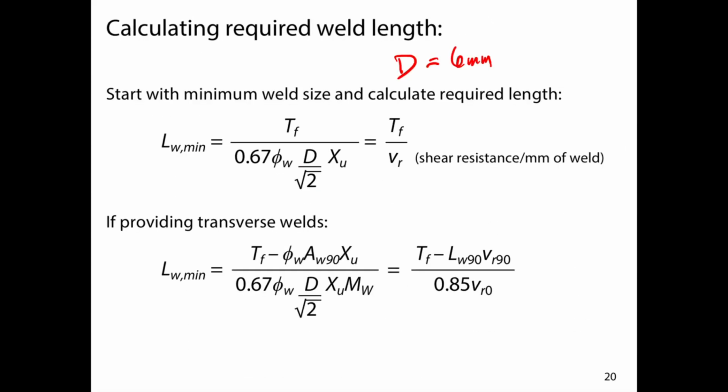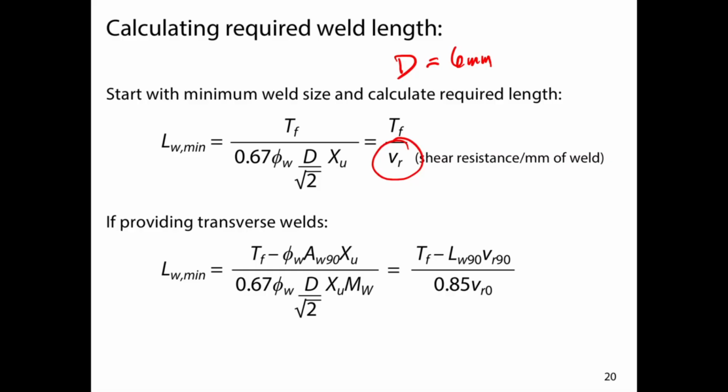And I'm going to call that in this course little VR. Okay, so it's a little shear resistance. It denotes the shear resistance of that weld per millimeter. And the reason I'm going to do that is because the handbook gives us tables for that, so we don't have to do the calculation every time. So that's one thing you can do.